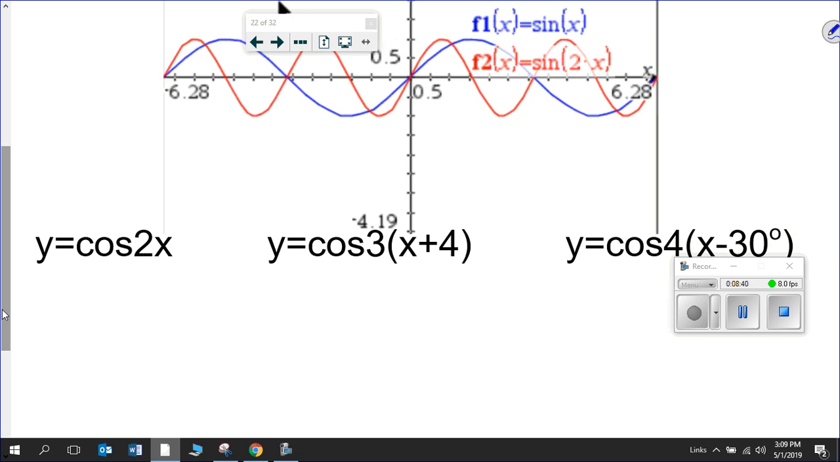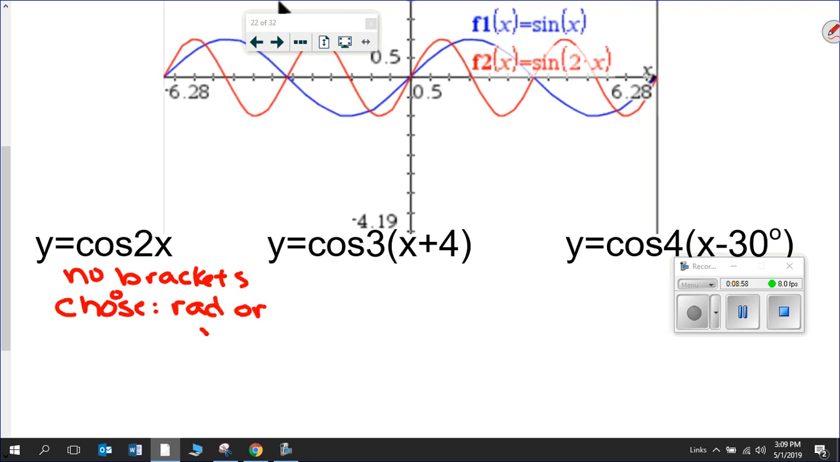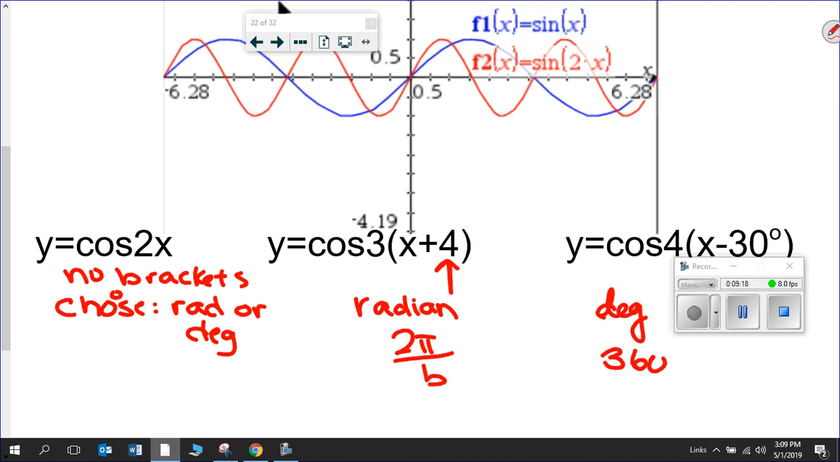So basically, it's always the number in the bracket that's going to tell you if it's a radian or a degree question. So this one has no bracket, so you get to choose. Radian or degree, up to you. Here in the brackets, it's a radian. You have to use 2 pi divided by b. Here in the brackets, it is a degree. So this is a degree question for sure. You have to use 360. There's no deciding there. You have to.